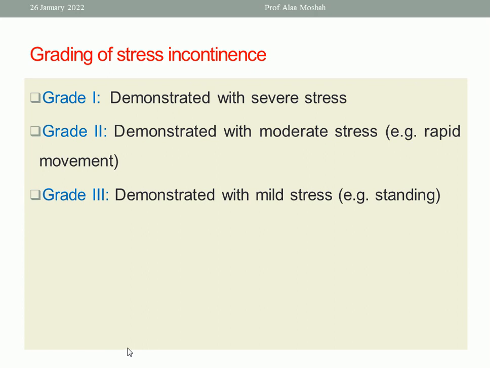What are the grades of stress incontinence? There are 3 grades. Grade 1 is demonstrated with severe stress. Grade 2 is demonstrated with moderate stress like rapid movement. Grade 3 is demonstrated with mild stress as during standing.